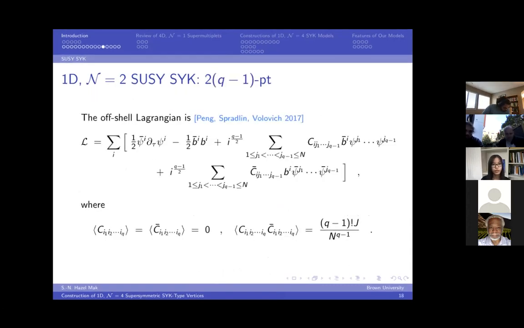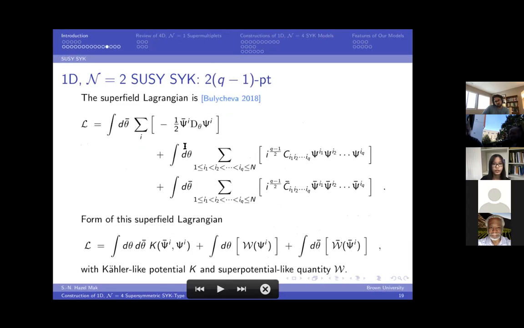And we can have a general version of it, like 2q minus 1 point, with the coupling still being Gaussian. And this is the most general superfield Lagrangian for N=2 supersymmetric SYK models. We can look at this term and see that, because this is anti-chiral, acting on it will be 0.